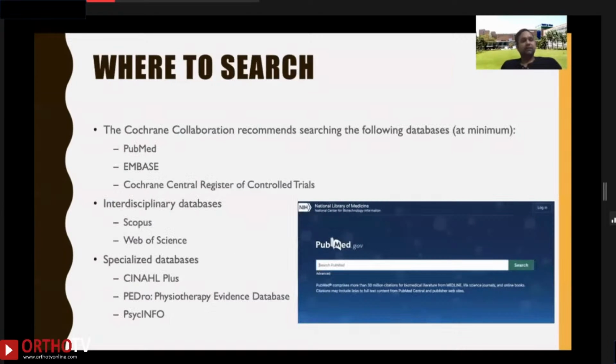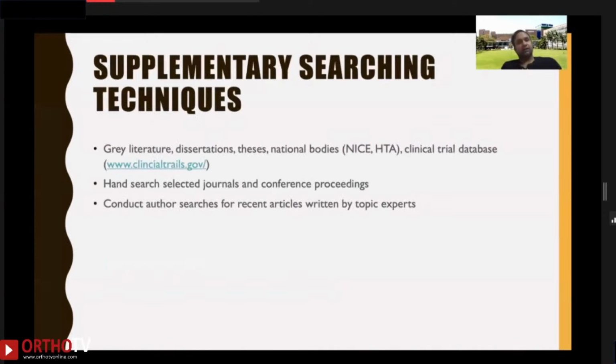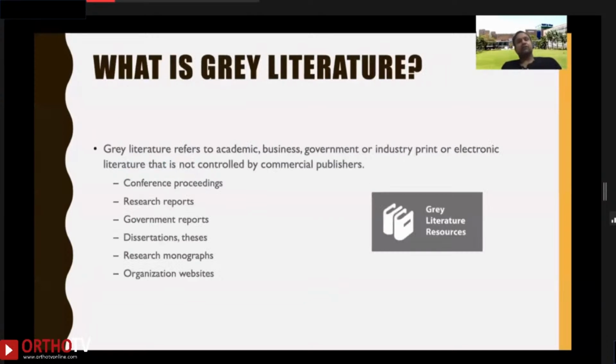There are various databases like PubMed, Embase, Scopus, Web of Science. There is CINAHL, which is for nursing, PEDro is for physiotherapy, and then PsycINFO is for psychology articles. You have to look for the gray literature. You have to hand search those selected journals and the conference proceedings, and you have to also look at the references of those articles which you have included.